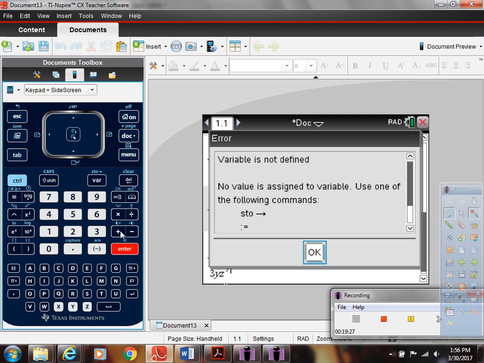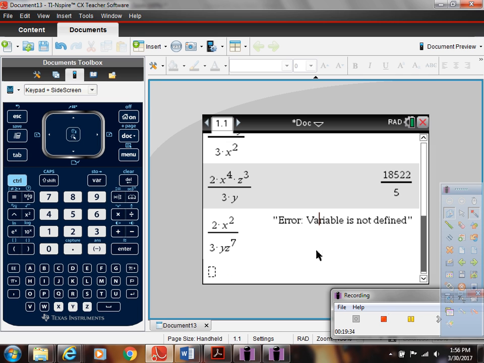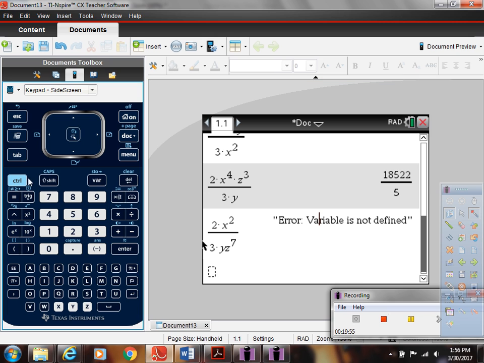Okay, so this one, when you got to C, it's saying that variable is not defined, no values assigned. Yes, look at it's right there. You can tell it knew to multiply these two. 2 times x squared, look at the little dot. It knew to multiply 3 times the y, but it didn't know what to do with the z. So all you're going to have to do is put a times sign right here between Y and Z and you'll be fine. So it does work.